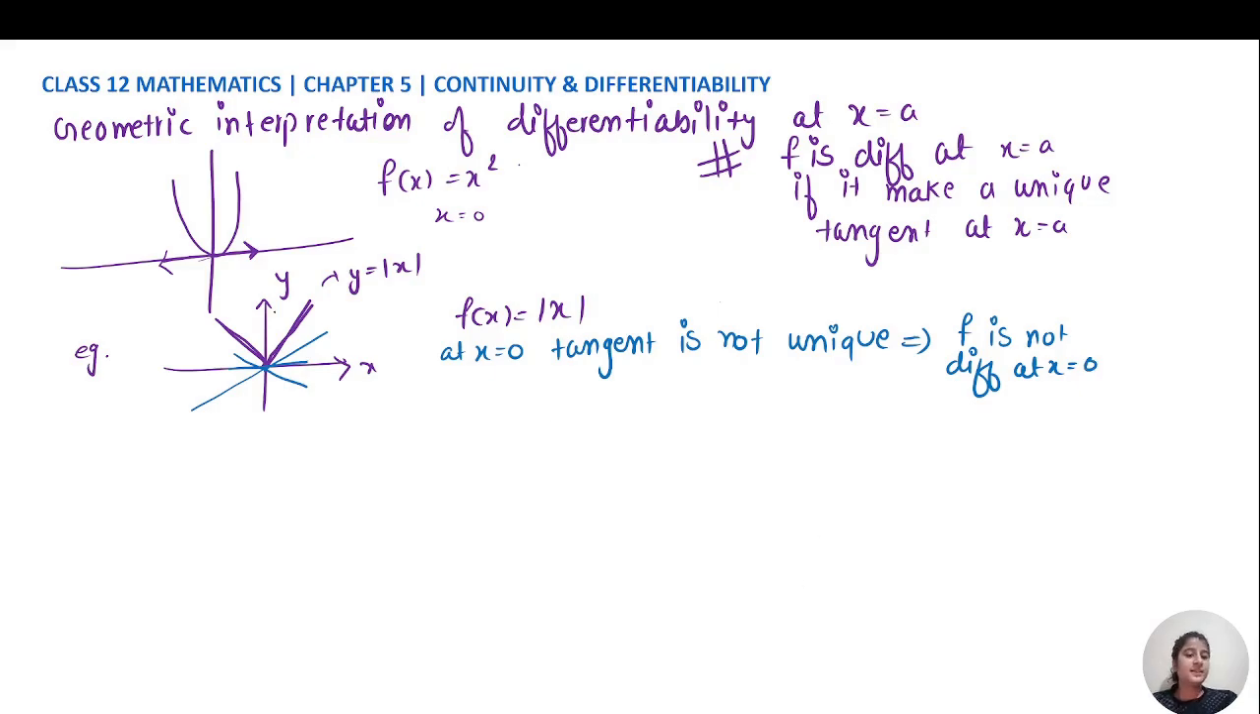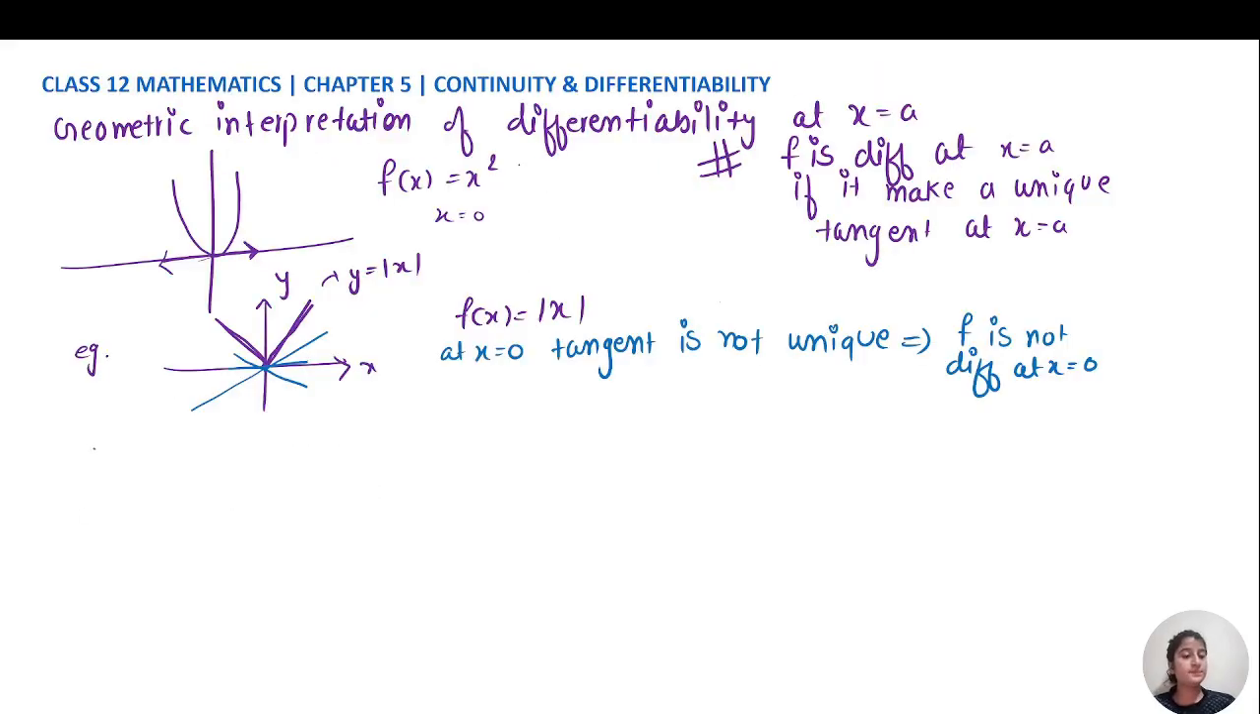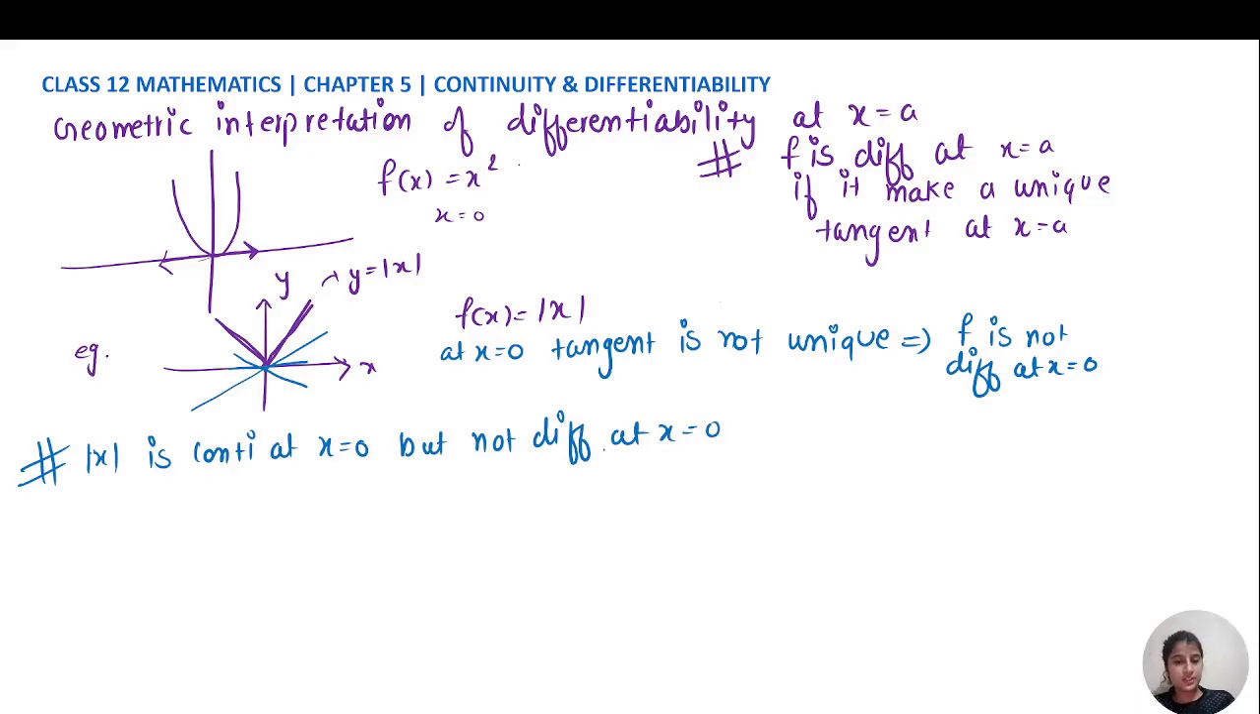So the function is continuous at 0, but it is not differentiable at 0. So we also get a counterexample showing that the converse is not true. This is an important statement: mod x is continuous at x equals 0, but not differentiable at x equals 0. So continuity does not imply differentiability.